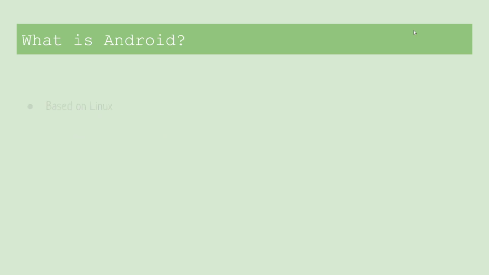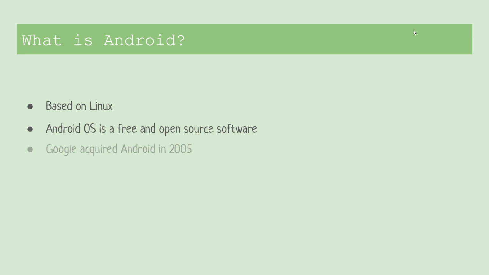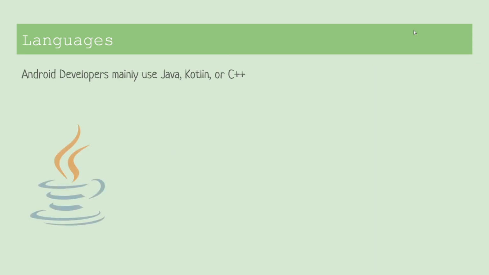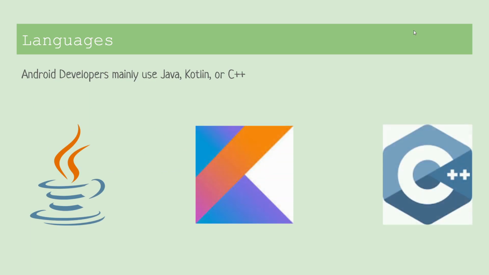So, what is Android? Android is a mobile operating system based on Linux. Android OS is a free and open source software and was acquired by Google in 2005. Today, there are over 2.5 billion users worldwide and counting. To get started with Android development, it is important that you either know Java, Kotlin, or C++. These are the main languages used to code Android applications. In this workshop, we will be using Java.